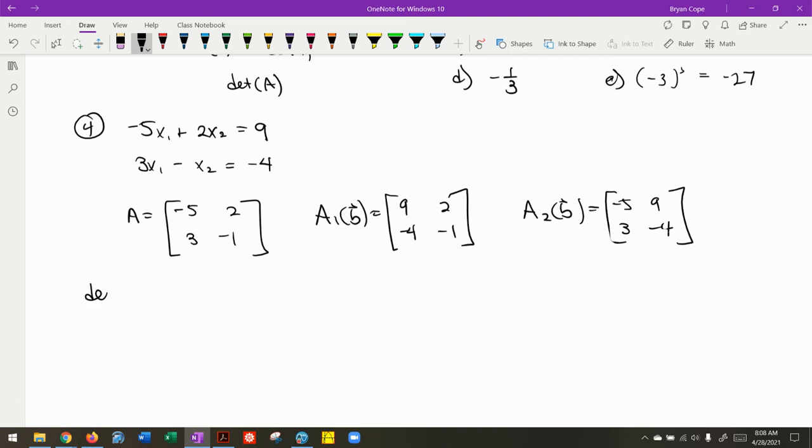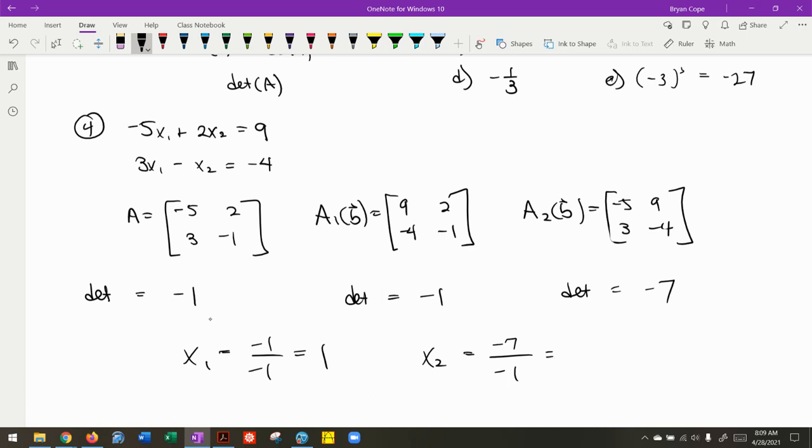Let's find the determinant of each of these matrices. So the first determinant would be 5 minus 6, or negative 1. The second determinant would be negative 9 plus 8, so also negative 1. And the third determinant is 20 minus 27, so negative 7. So x1 is negative 1 over negative 1, so x1 is 1. And x2 is negative 7 over negative 1, so x2 is 7. And let me just confirm that with the solutions that I'm actually right.